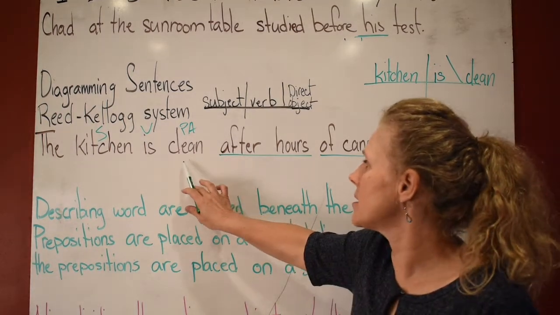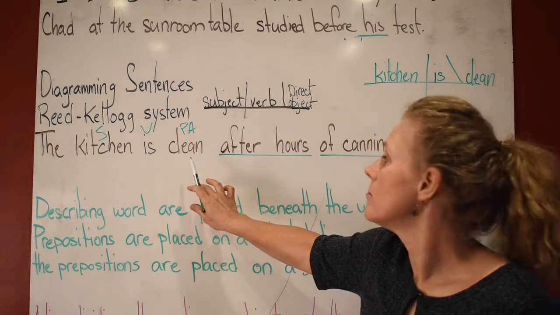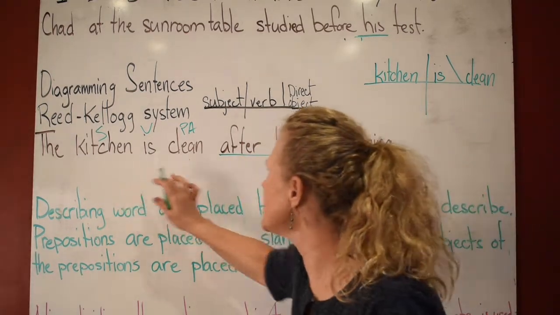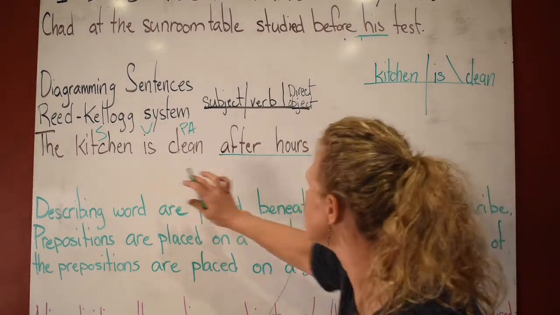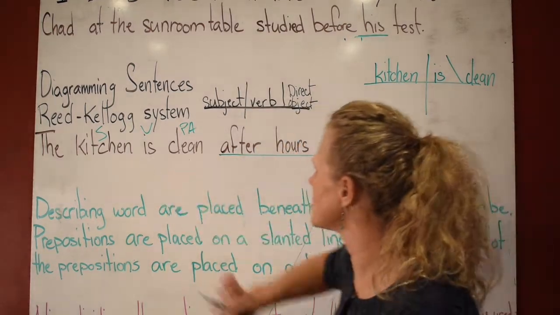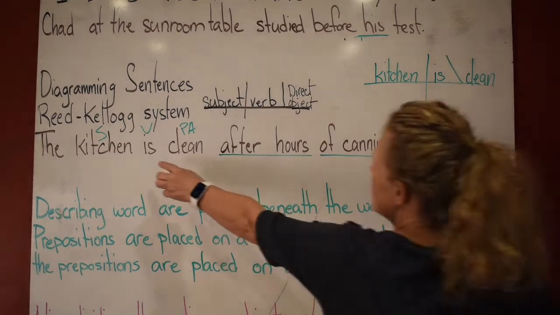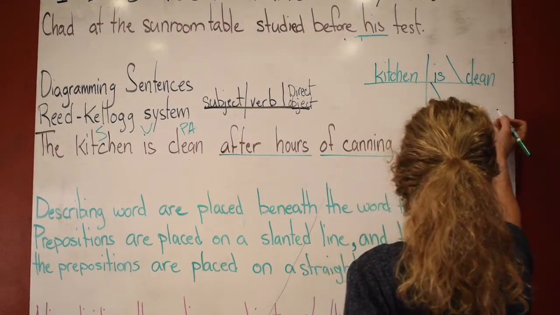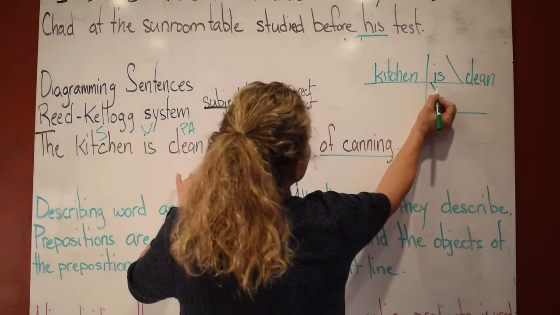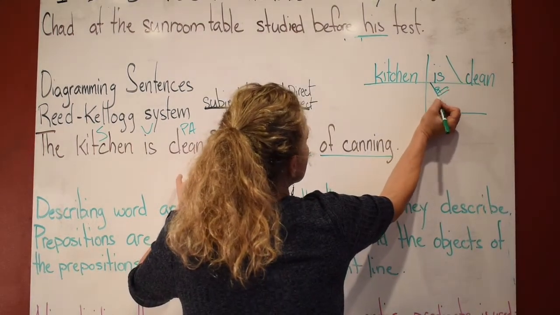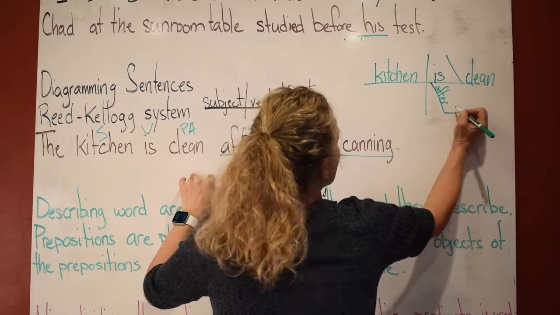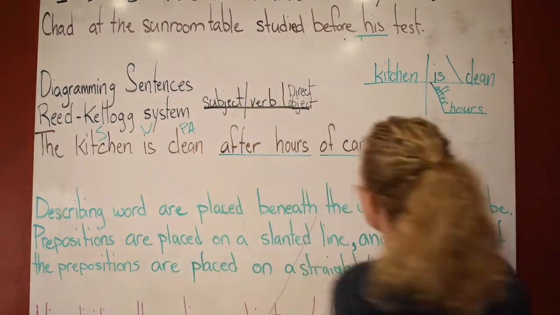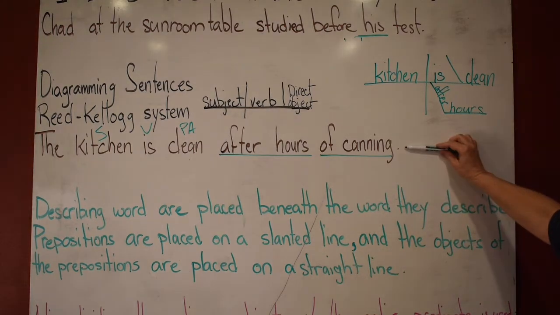So Daniel thinks it's clean. Paul thinks it's clean, but it's after hours. What is the kitchen? It is. After hours, it is clean. So we're going to put this right here, and we're going to do after right here on the slanted line and hours. Can you see that all right? Yeah. Okay.